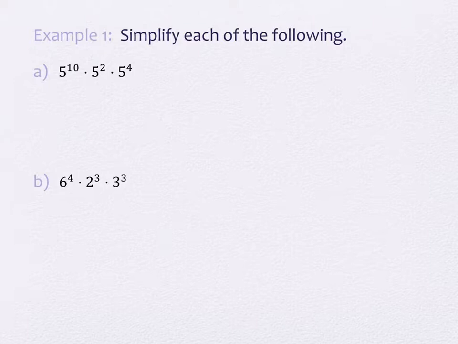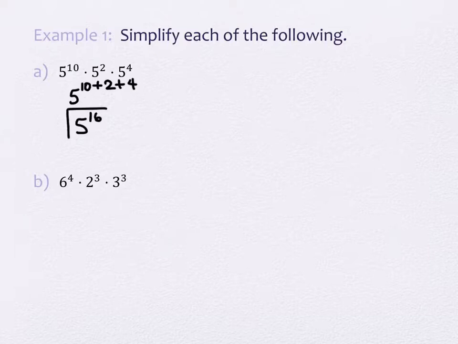All right, these are all the same, 5, 5, 5. Fantastic, so we can use our property as is. There's 3 of them there, but that doesn't change anything. 3 of them being present is just like when 2 of them are present. All the bases match, so what can I do with all these exponents? I can add them, that's right. So 10 plus 2 plus 4 would be 16. And that's our final answer.